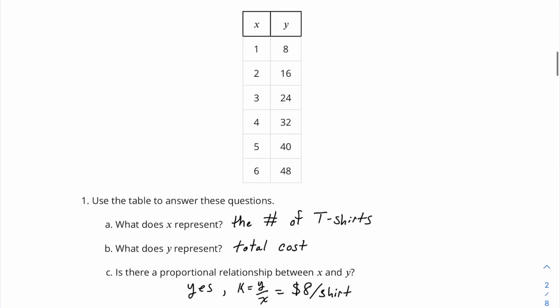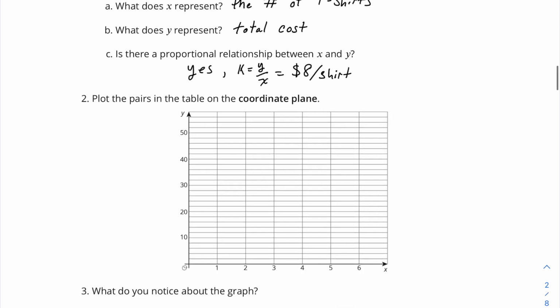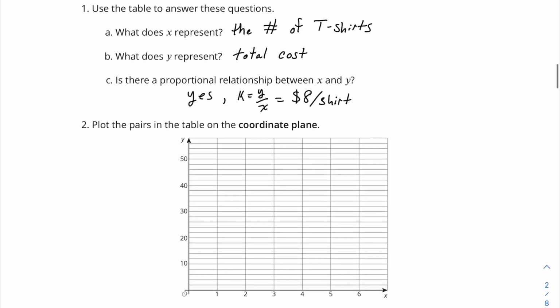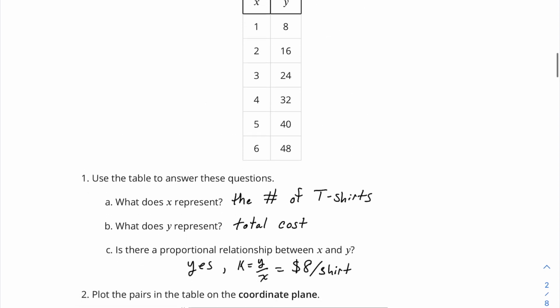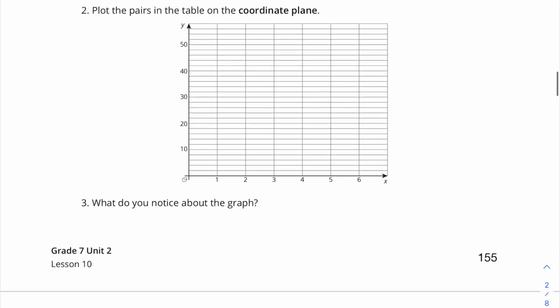So we're given this table, 1, 8, 2, 16. We can see that X is the number of t-shirts, Y is the total cost, and the constant of proportionality in this case is 8, or $8 per t-shirt. Next, we're going to plot the pairs in the table on the coordinate plane. So it's 1, 8, 2, 16, and so on, all in multiples of 8.